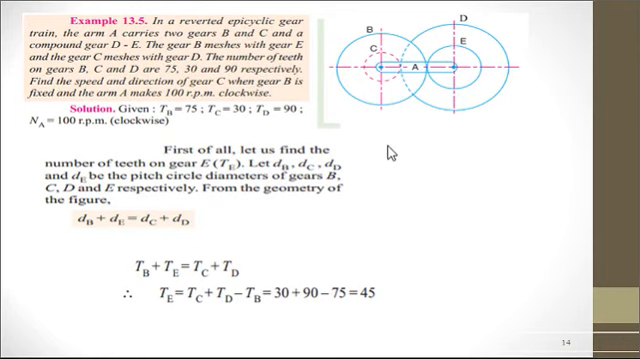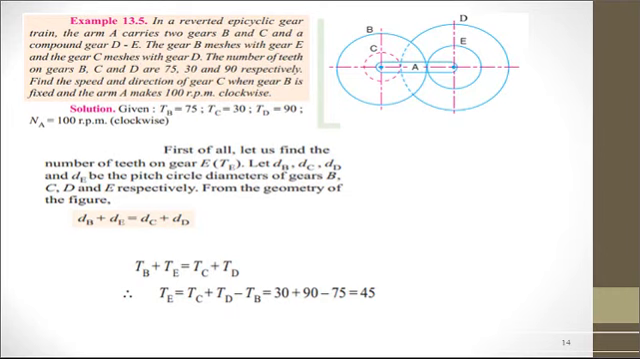So here, let us take a problem as an example, which you are going to solve in today's class. This is the problem. Here, the problem belongs to a reverted epicyclic gear train.